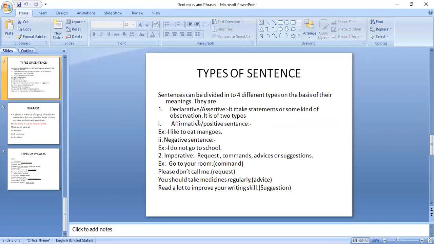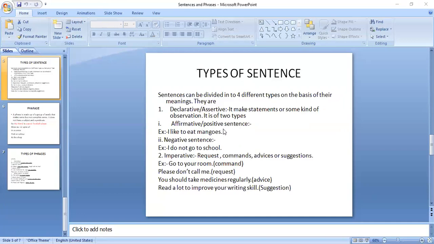Okay, imperative sentence. Okay, first one is declarative and assertive sentence. Declarative and assertive sentence means it makes a statement or some kind of observation. It is of two types. What are they? Affirmative sentence or positive sentence. What is an affirmative sentence or positive sentence?